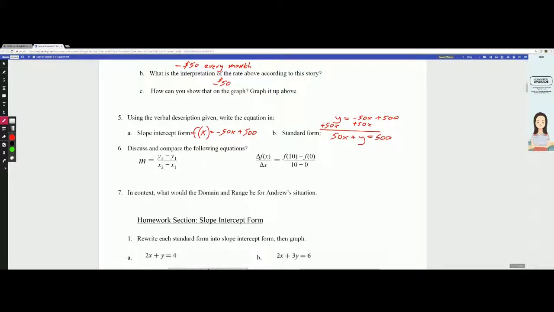Now, discuss and compare the following equations. So you guys have seen this. What is that called?